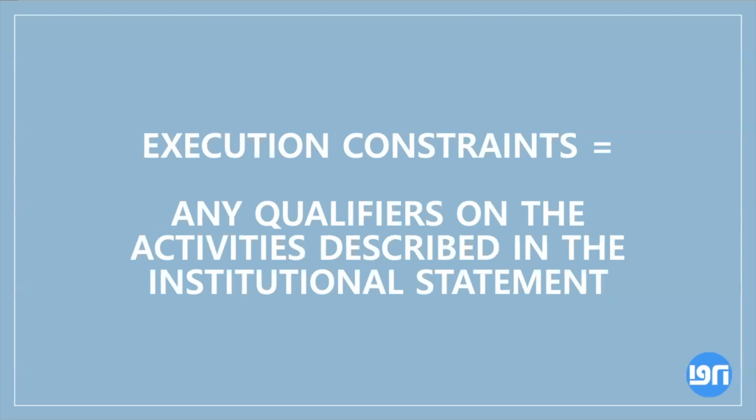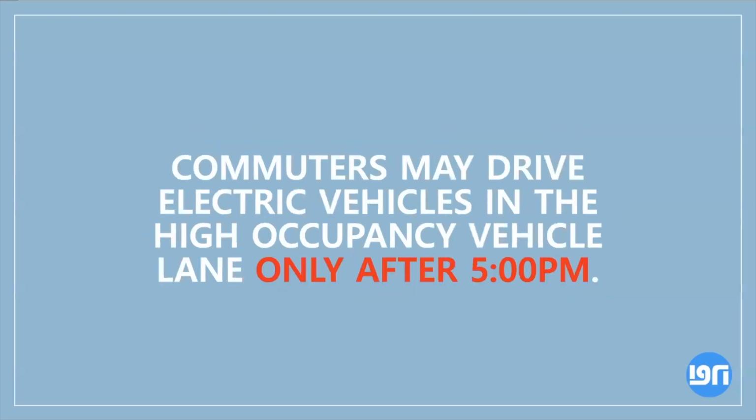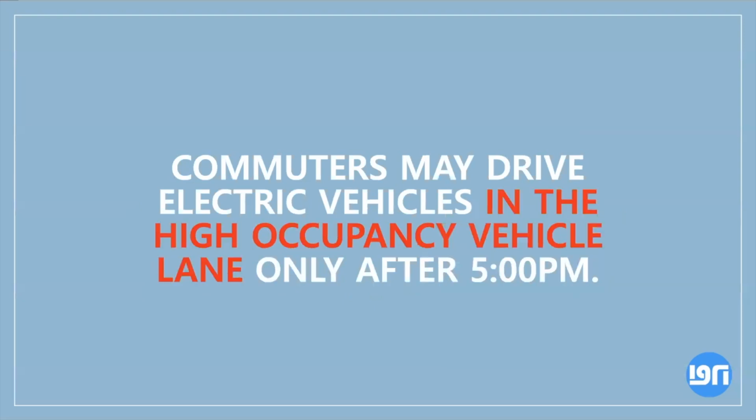Our regulative statement has both an activation condition and an execution constraint. Our regulative statement takes effect only after 5 p.m. If an electric vehicle owner is on the road at 8 o'clock in the morning, then they cannot drive in the high occupancy vehicle lane. The phrase "only after 5 p.m." then is our activation condition. "In the high occupancy vehicle lane," meanwhile, is our execution constraint. The regulative statement regulates driving in that lane and that lane only, and imposes no rules or restrictions about driving in any other lane.